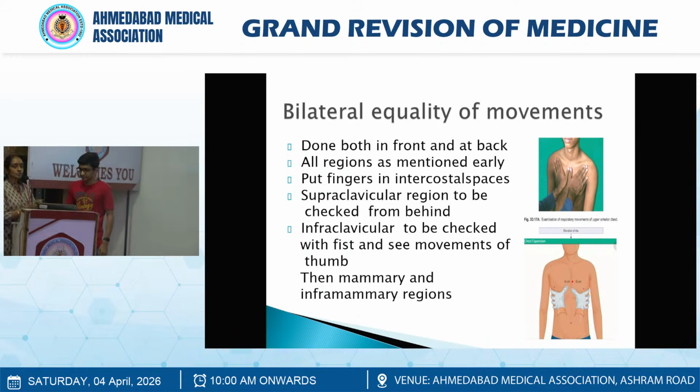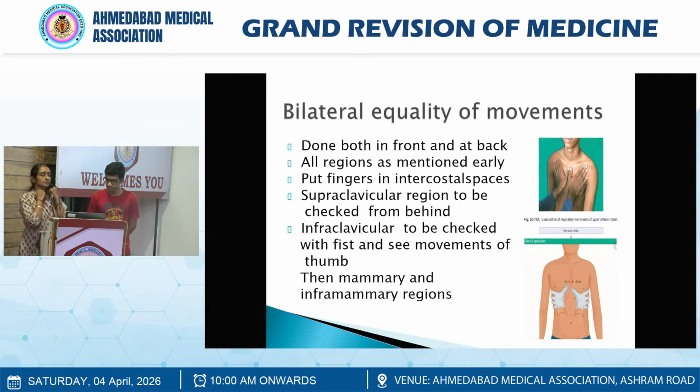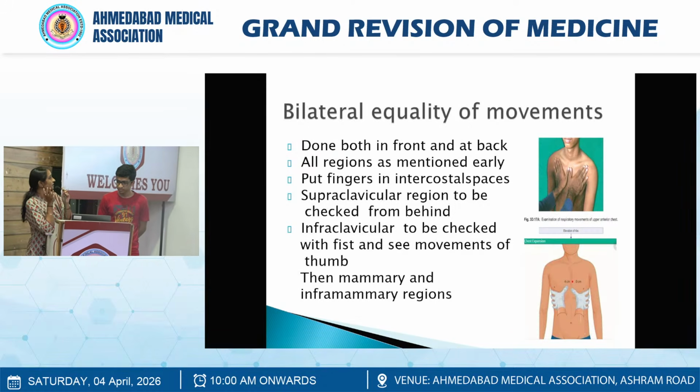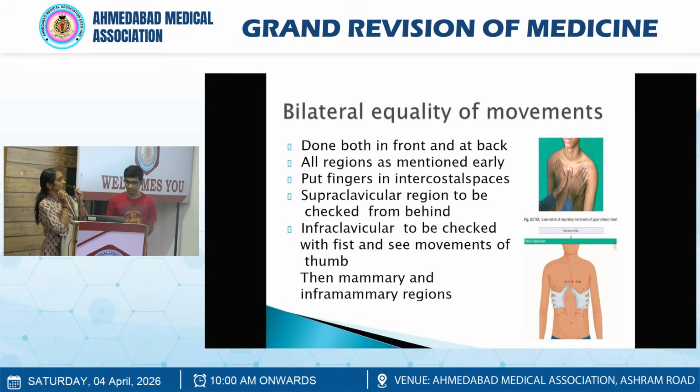Okay. So examination for the equality of the movement is done both in the front and at the back. All regions we have to mention. Put the fingers in the intercostal spaces. Supraclavicular region is checked from behind, not by placing the hand over the neck like this. Infraclavicular, mammary and inframammary region. How to put? I have already shown in the figure.